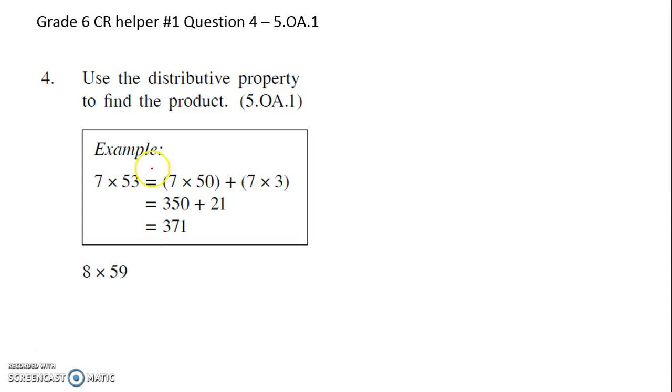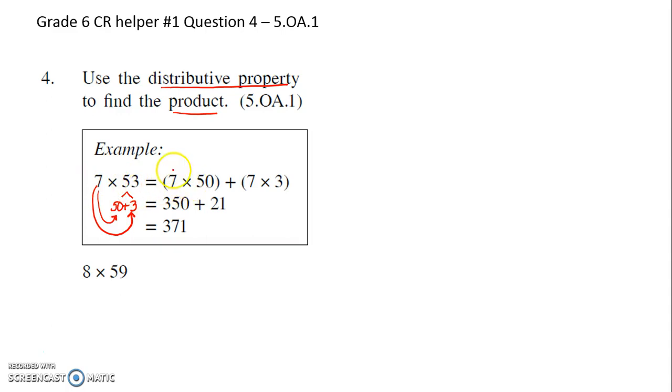So here's the example of how we use the distributive property to help us multiply sometimes, find the product. Product just means the answer in a multiplication problem. So to use the distributive property, instead of having to try to figure out 7 times 53, the distributive property just breaks the 53 down into 50 plus 3. That 5 in the tens place represents 50, and that 3 in the ones represents 3. And then has you just multiply 7 by 50, and then 7 by 3, and then add those together.